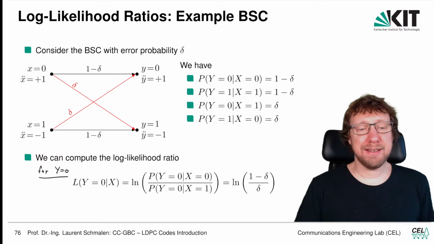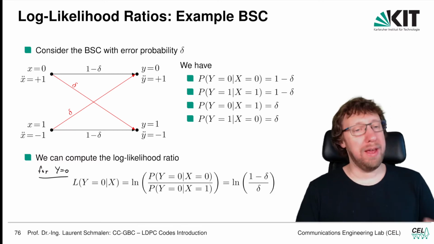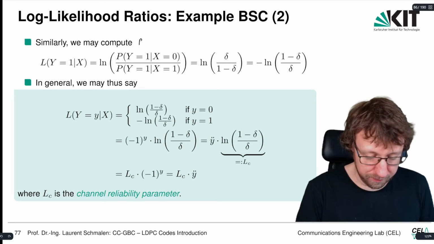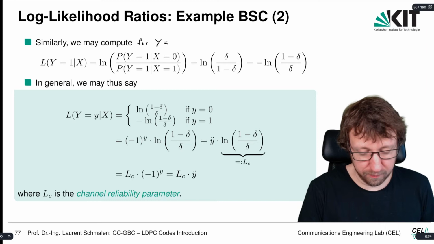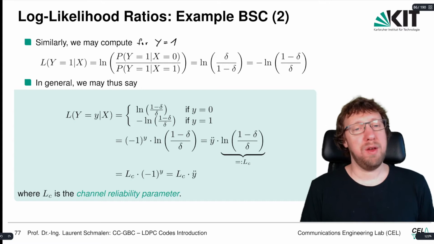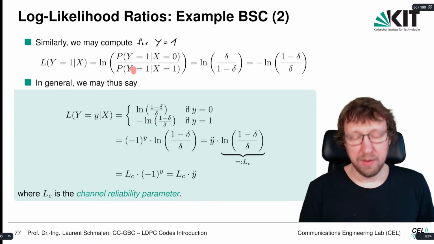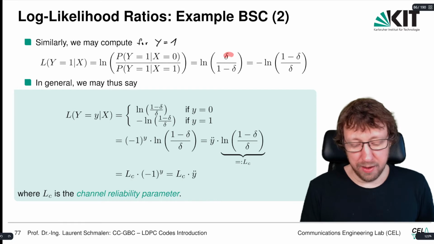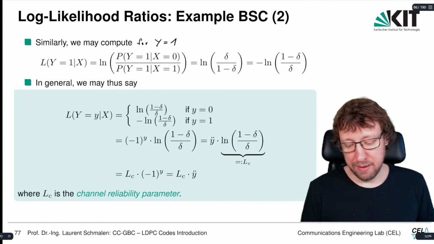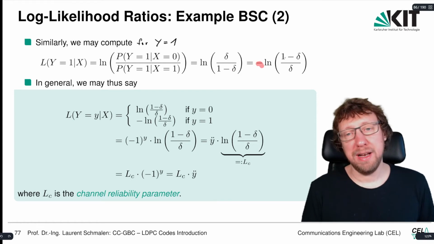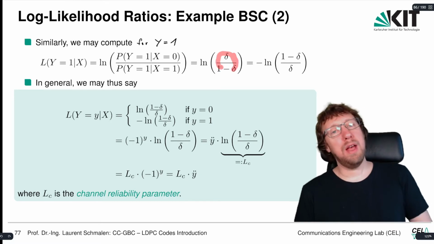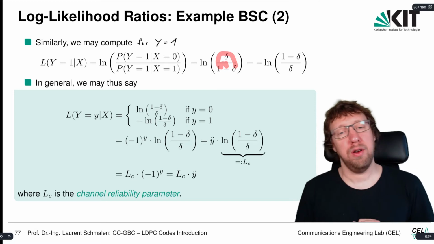Okay, so next we're going to do the same calculation for y equals 1. We calculate p of y given x equals 0 divided by p of y given x equals 1. This is the log of delta divided by 1 minus delta. And we can write this as minus the log of 1 minus delta divided by delta, just because we take this to the power minus 1, and then we take the minus sign in front of the logarithm.